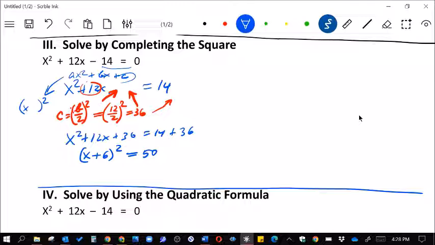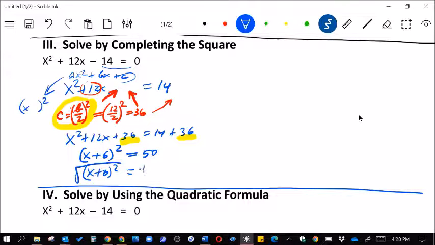Okay, so let's review back here as to what we did. You need to remember about that formula. And then you need to remember that what you get from it, you have to put on both sides to balance this out correctly. 14 plus 36 is 50 there. Now we can take the square root of both of them.